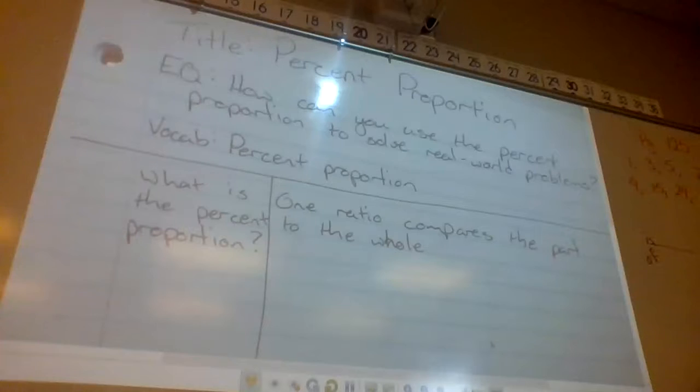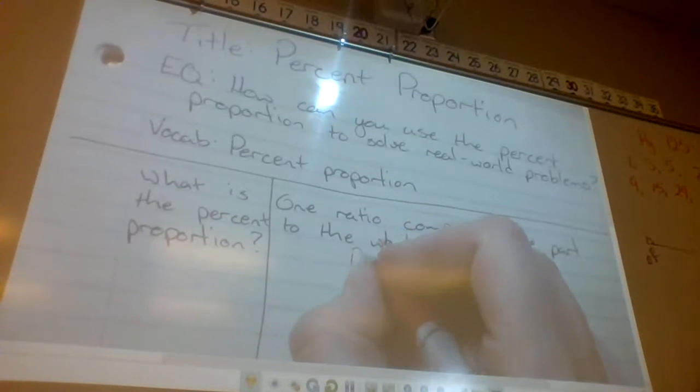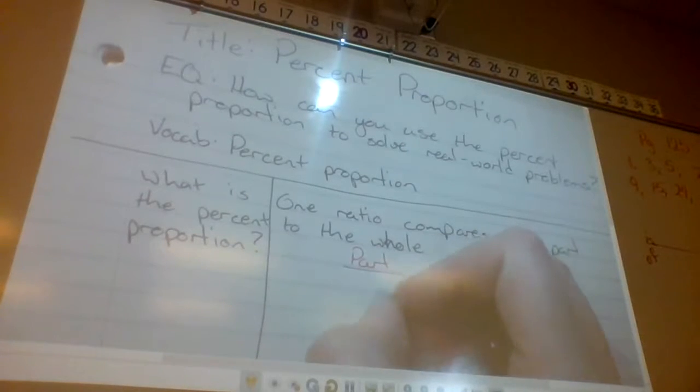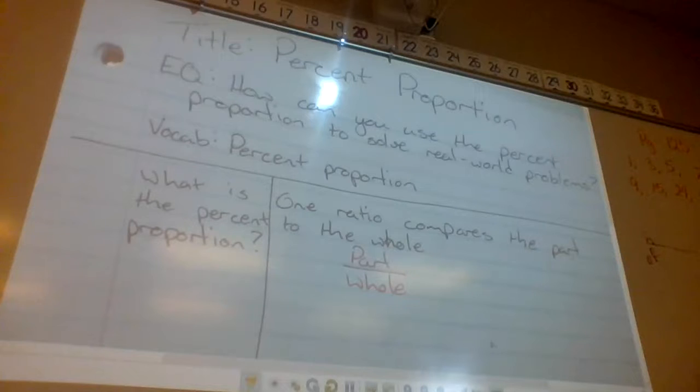Okay? So we're going to compare the part to the whole. What that means is we have part over whole. This is, for example, how I grade your stuff. I'm sitting here grading. The denominator is how many points total, how many points you can get. The numerator is how many points you did get. So that's part out of the whole.